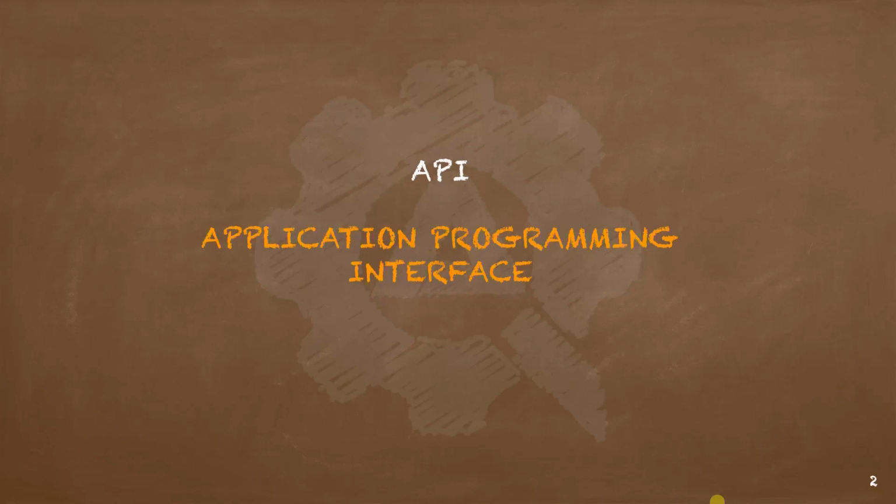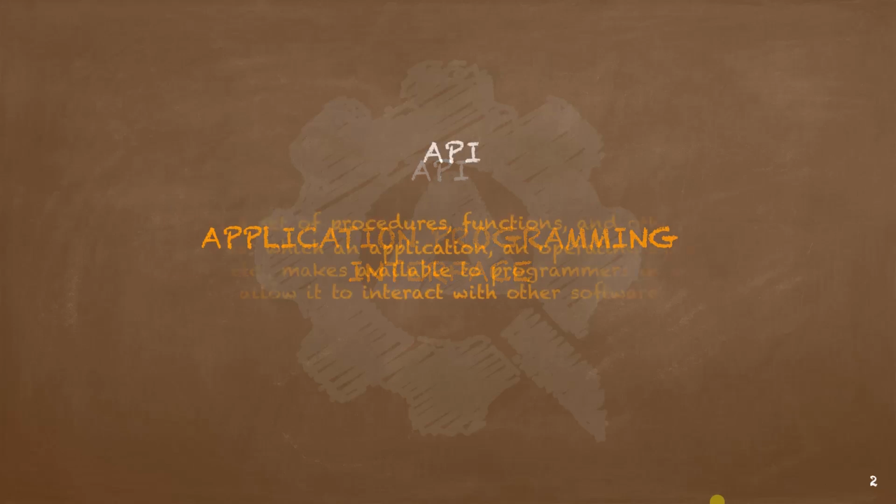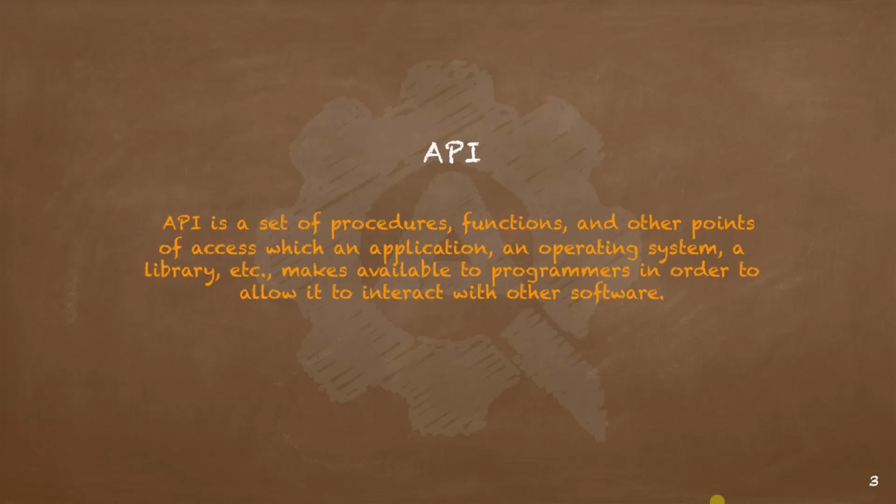Well, speaking in pure technical terms, API can be defined as a set of procedures, functions, and other points of access which an application, an operating system, a library makes it available to the programmers in order to allow it to interact with the other software. But it's too technical, right? So let's take help of a real life analogy which will help us understand this better.